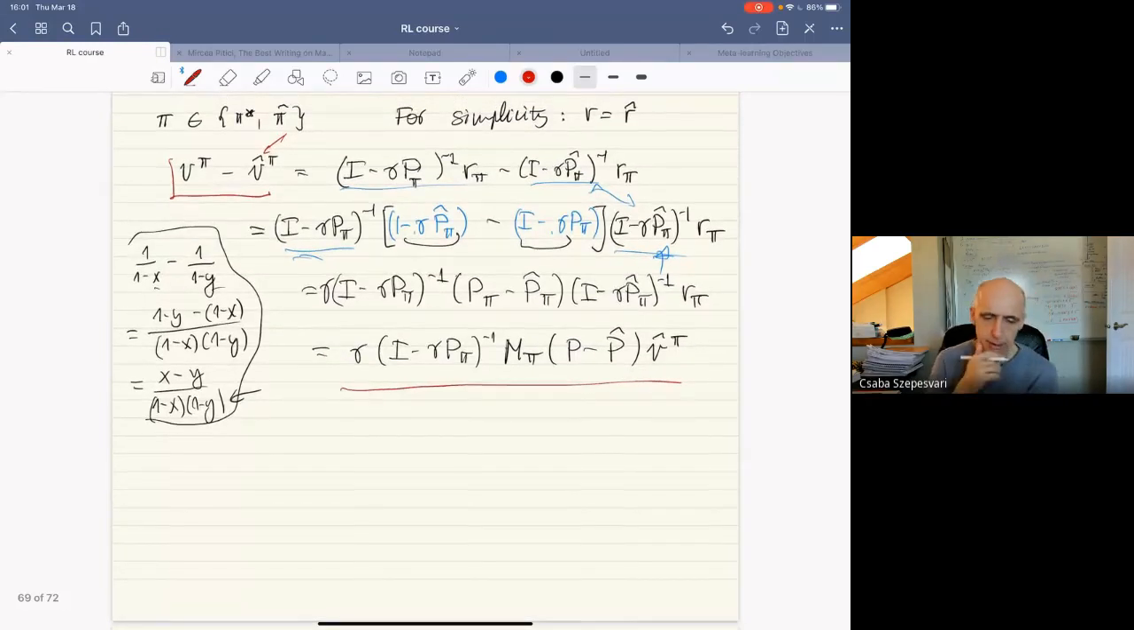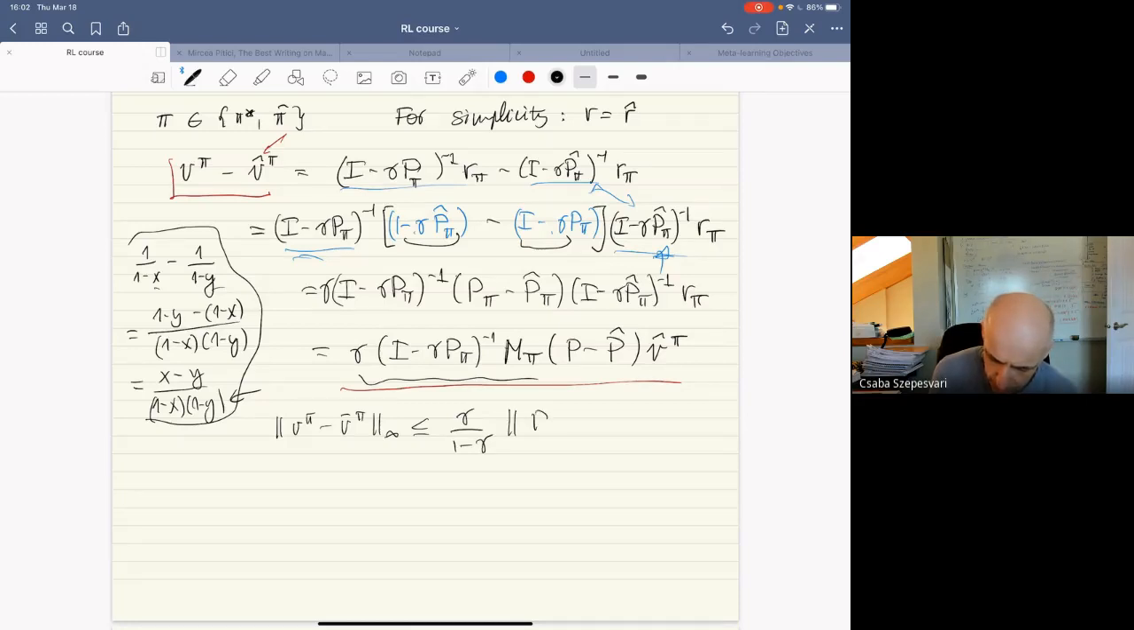How is this going to help us? Well, it's an immediate big help, because if you want to bound the deviation, then this part alone can be upper bounded, as we have done it many times, by gamma over 1 minus gamma. And then we have to bound P pi minus P hat pi times V hat of pi in infinity norm. And so this means controlling the errors at every state action pair.